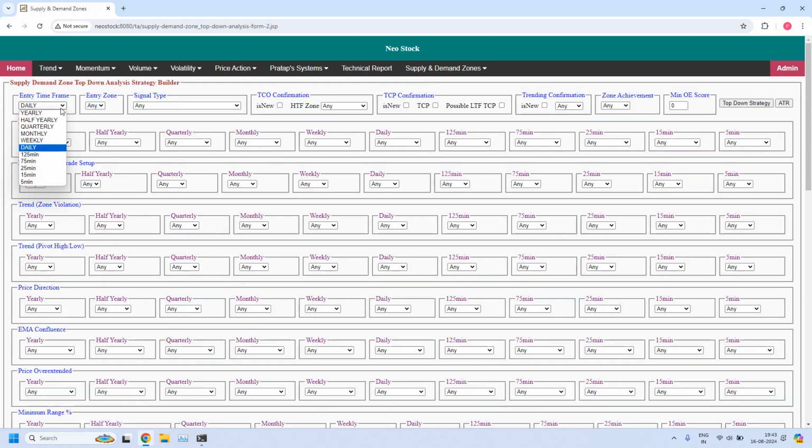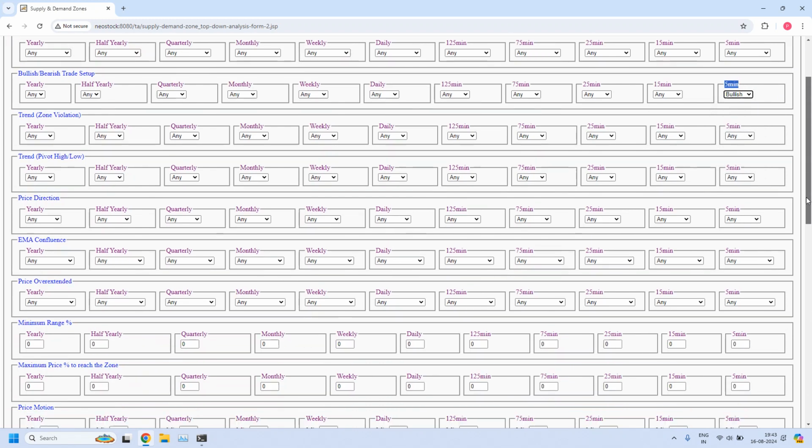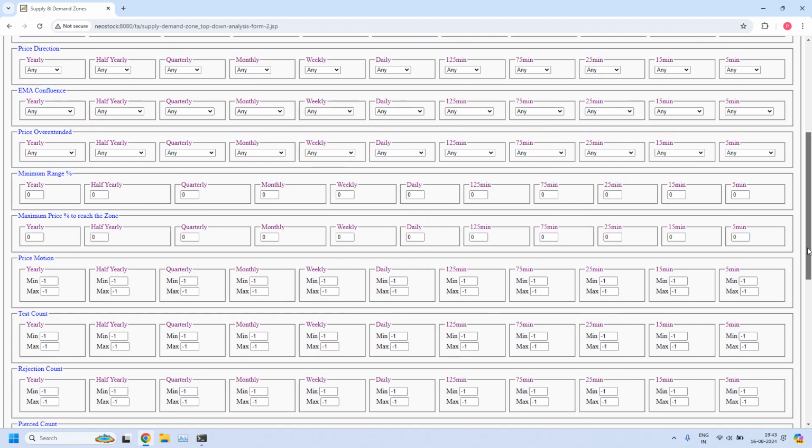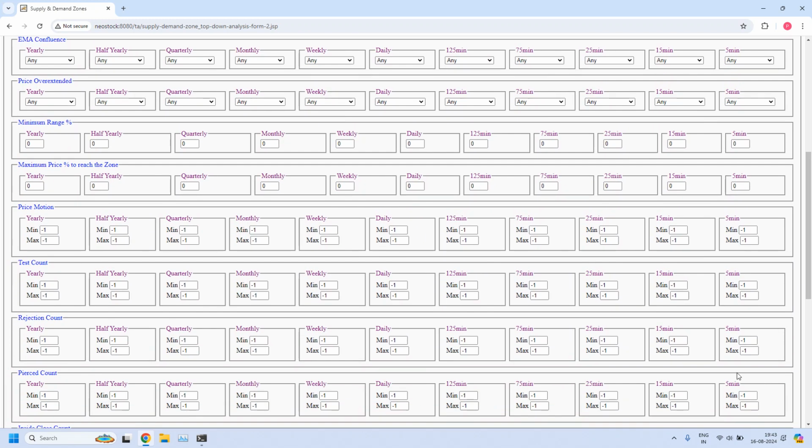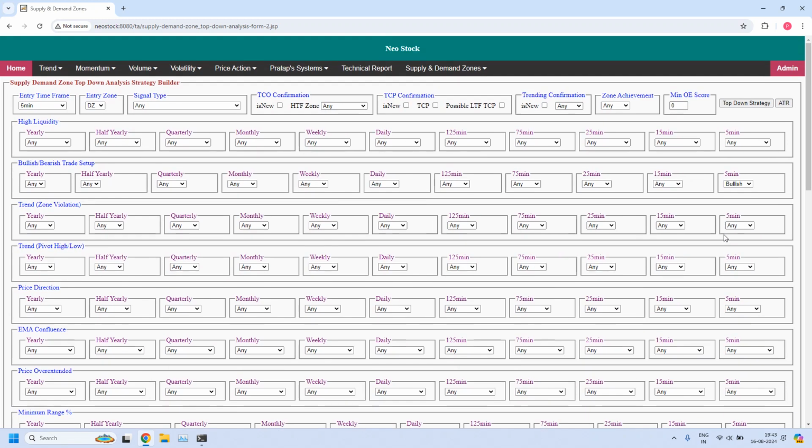For hourly income trade, entry time frame is 5 minutes. Bullish trade setup entry zone is demand zone, and in bullish or bearish trade setup at 5 minutes time frame, I am selecting the value bullish. The 5 minutes demand zone should not be pierced. So in the pierced count, in 5 minutes time frame, minimum value I am selecting 0. Maximum value I am selecting 0, and zone achievement should be violated opposing zone.